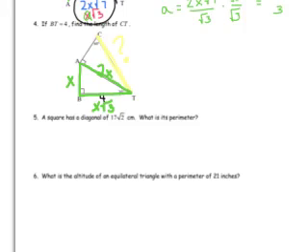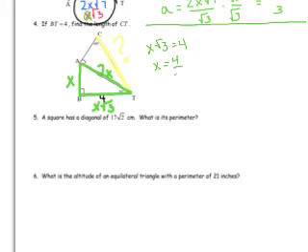So x root 3 equals 4. So x equals 4 divided by root 3. So x equals 4 root 3 over 3. So that's just x though. So that's right here. Now multiply it times 2 because that's 2x. So that's going to be 8 root 3 over 3. So AT equals 8 root 3 over 3.